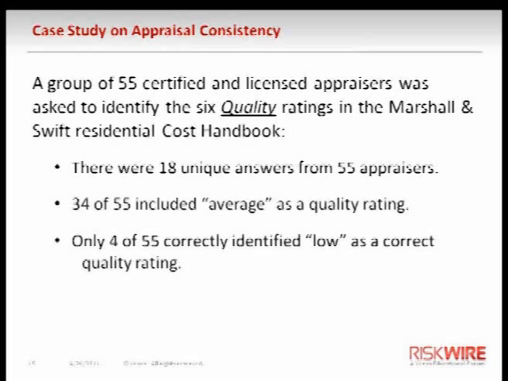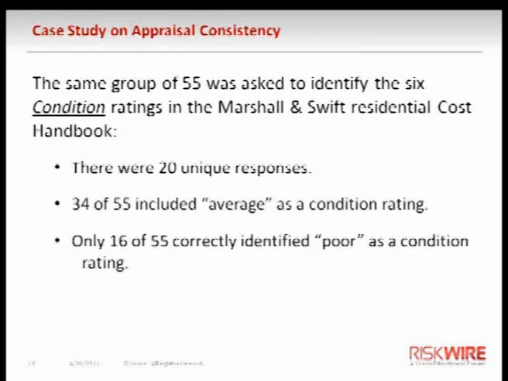34 of 55 included average as a quality rating, which it is, and only 4 of 55 correctly identified low. And so the point here is that there were, again, a lot of interpretations from a small group of appraisers who realistically understand what they're doing. They were seasoned people. Again, this same group was asked to identify the 6 condition ratings in the Marshall & Swift. We got 20 unique responses. 34 of 55 did include average as a rating, and only 16 identified poor correctly as a condition rating.